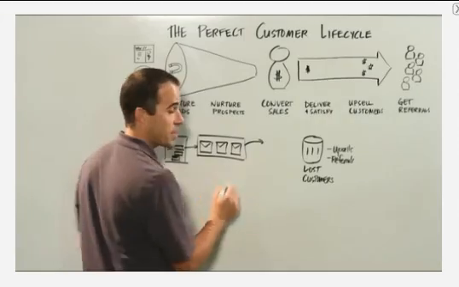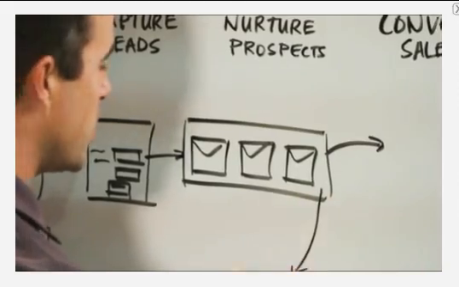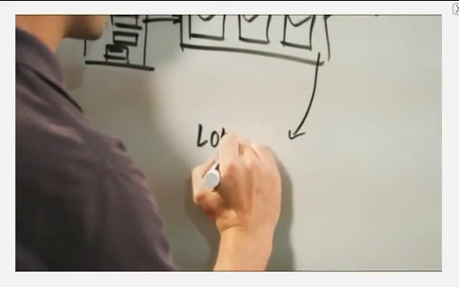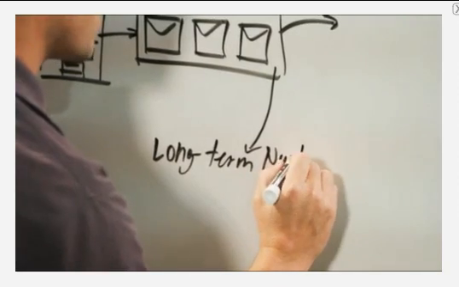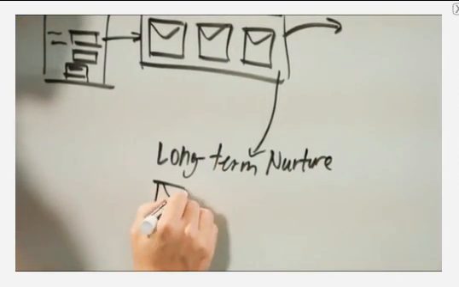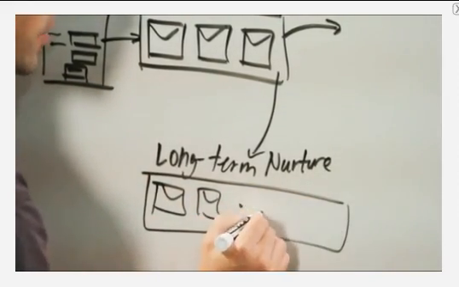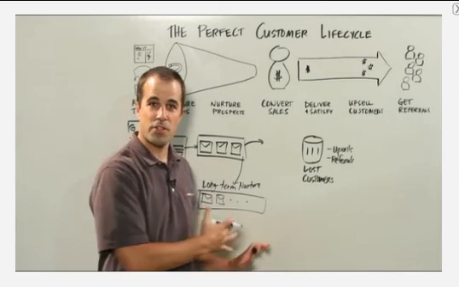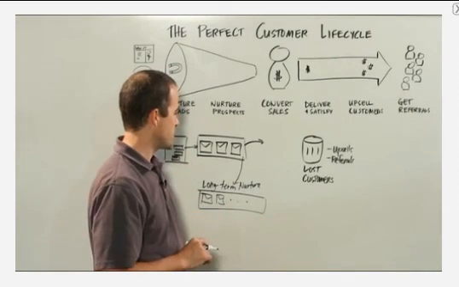Those who are not, we actually have a place for them, and it's not the trash can. We're going to actually put them into a long-term nurture campaign. Well, what is that? Well, that's a slightly less aggressive, maybe a monthly touch where we're delivering valuable information to that prospect, and we're just staying in touch so that when the person is ready to buy, we're the ones that they're thinking about, not one of our competitors, okay?